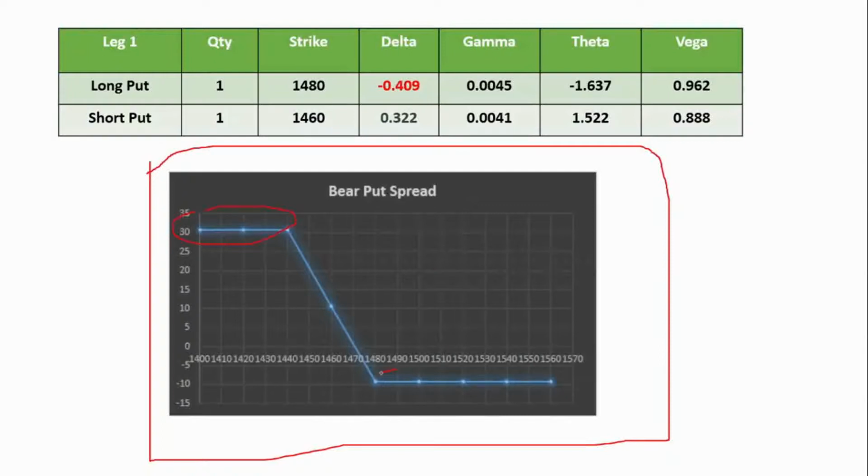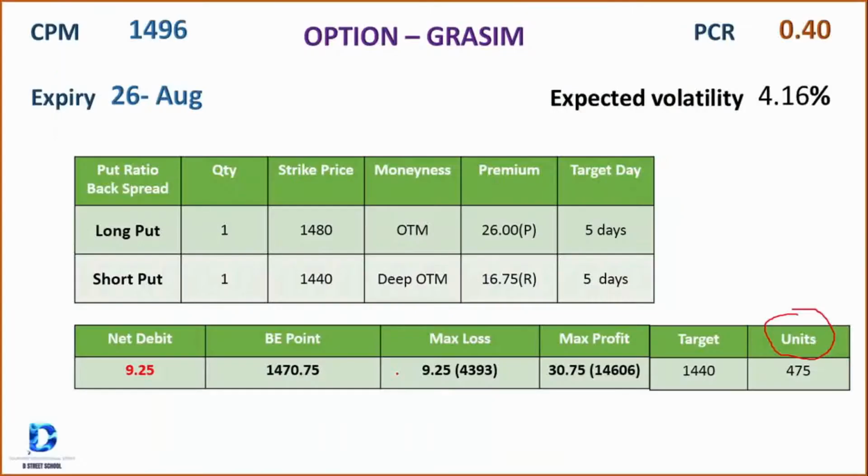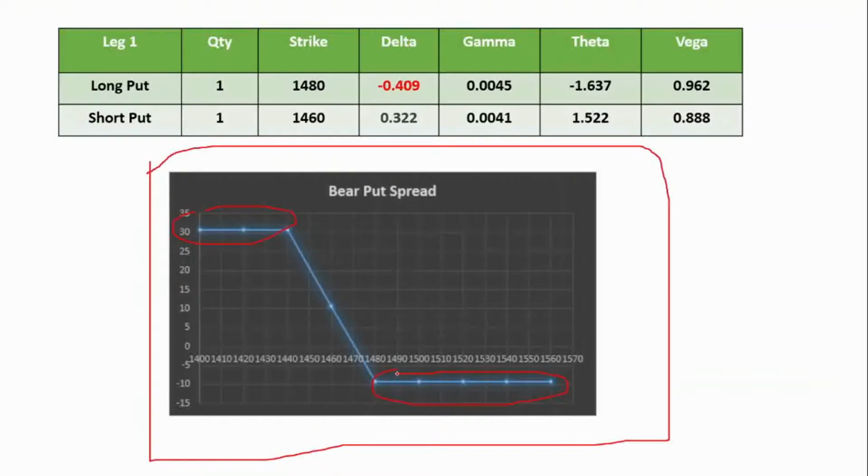What would be the maximum loss? 4,393. That's the maximum loss even if the price goes to the 1,600 level. So the break even point is 1,470. This is the break even point level. Once the price breaches this level, we will start booking profit.